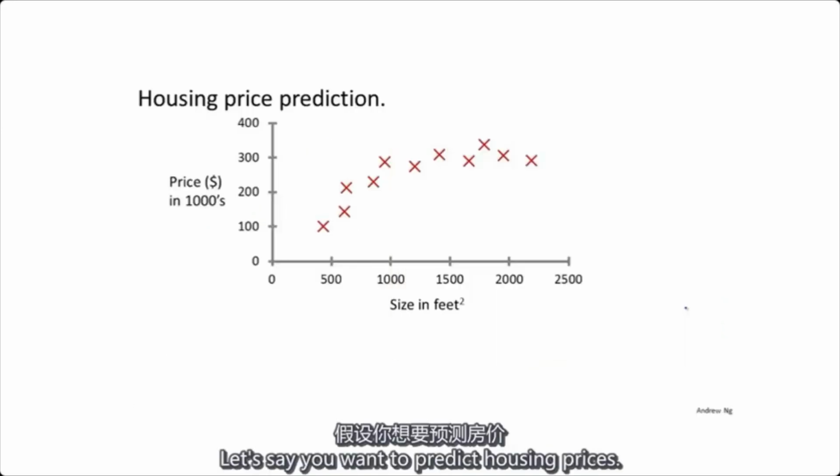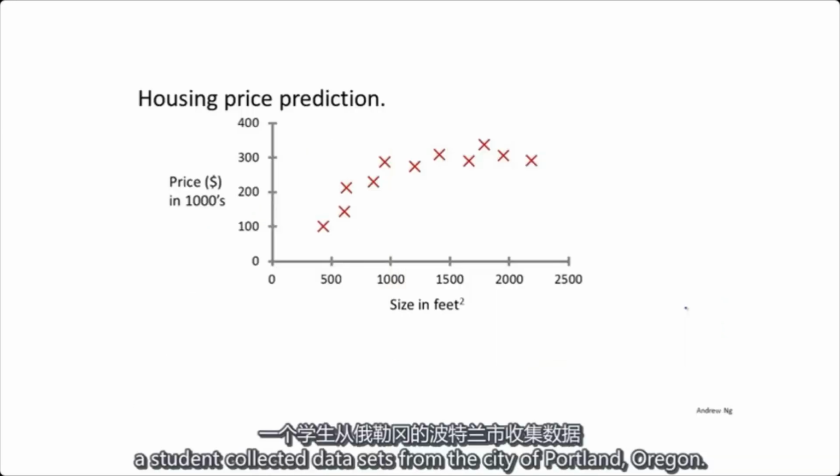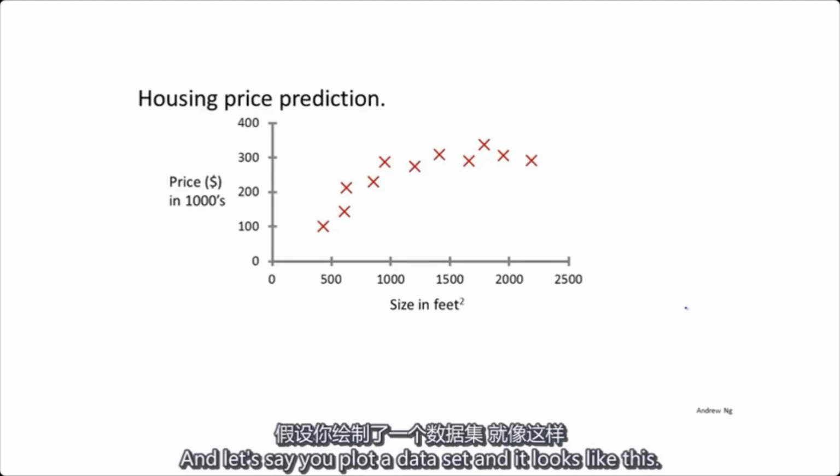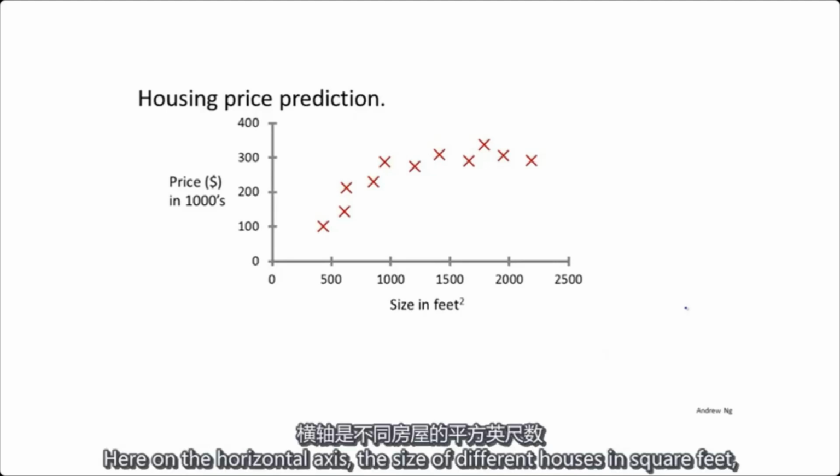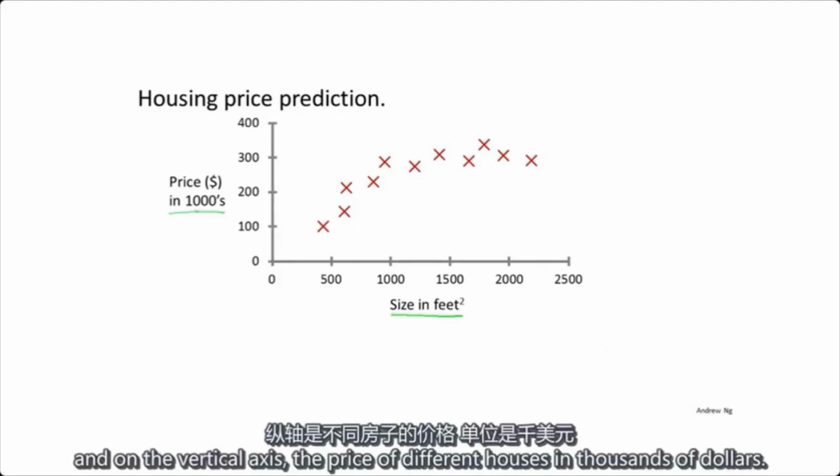Let's say you want to predict housing prices. A while back, a student collected data sets from the city of Portland, Oregon, and let's say you plot the data set and it looks like this. Here on the horizontal axis, the size of different houses in square feet, and on the vertical axis, the prices of different houses in thousands of dollars.